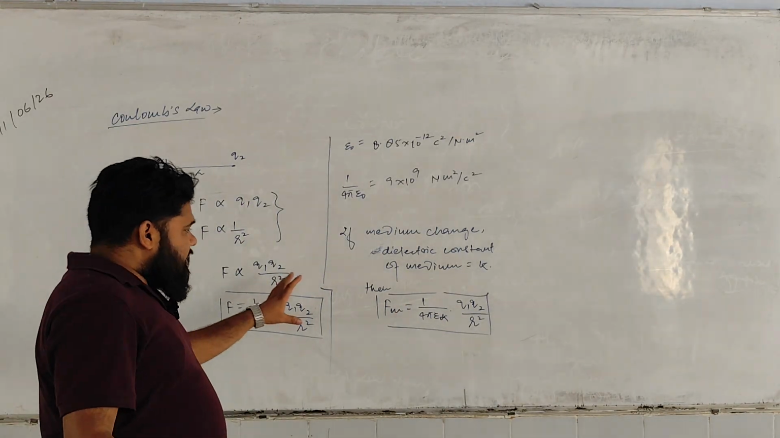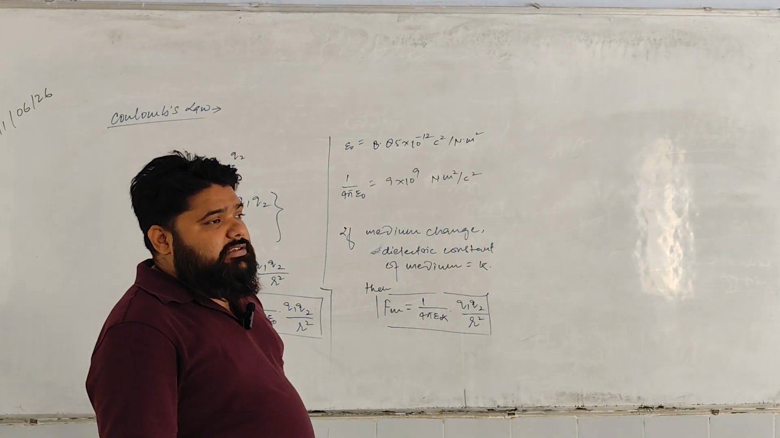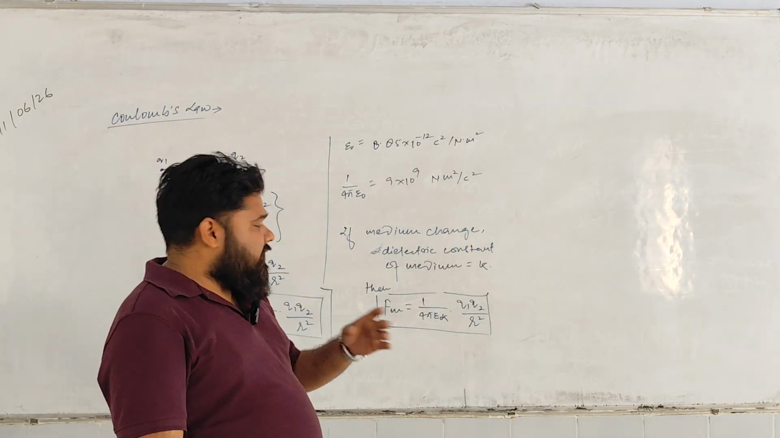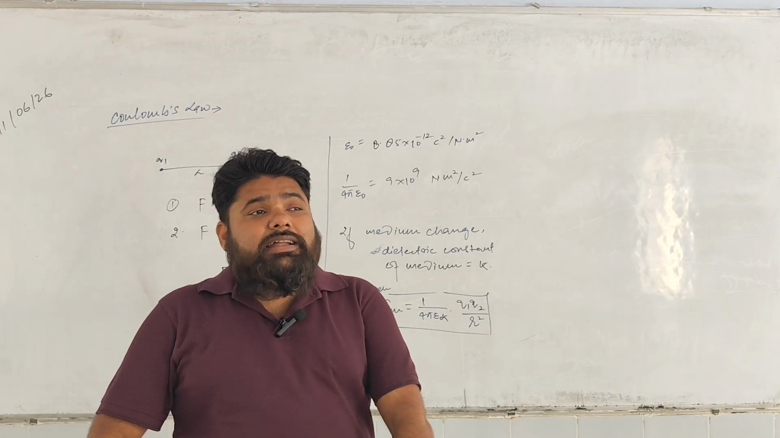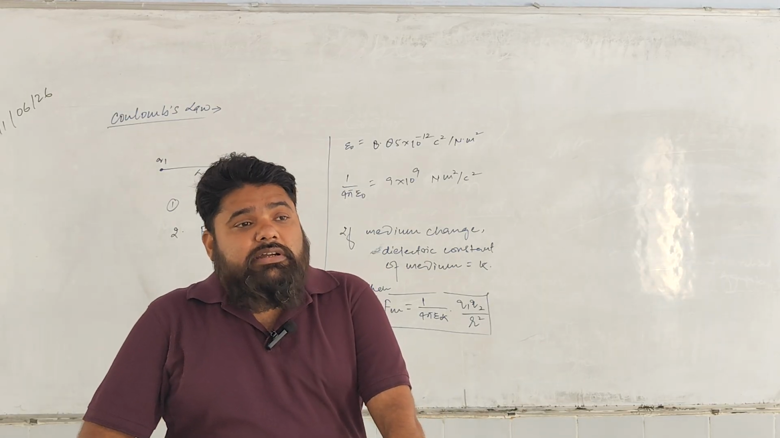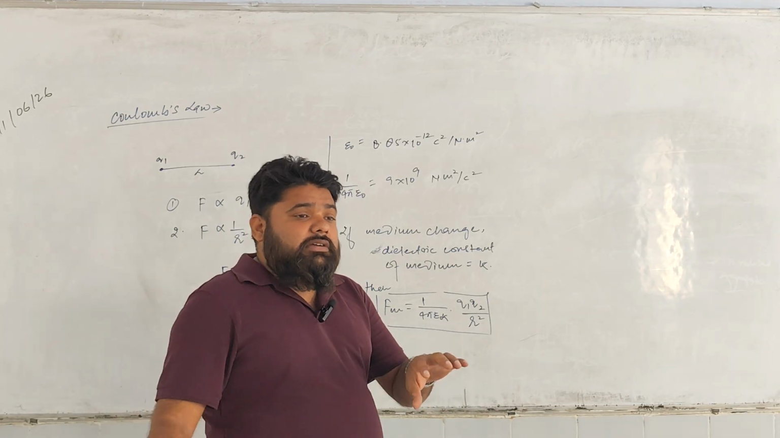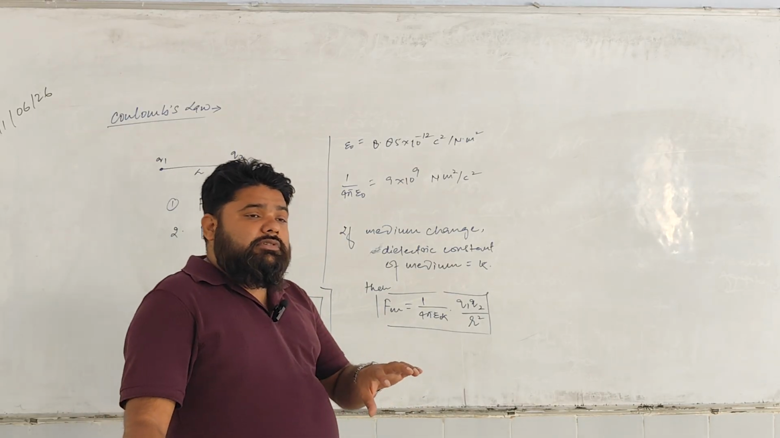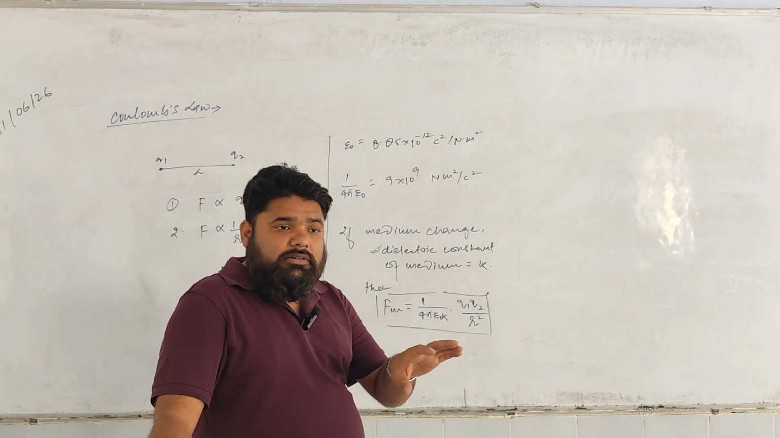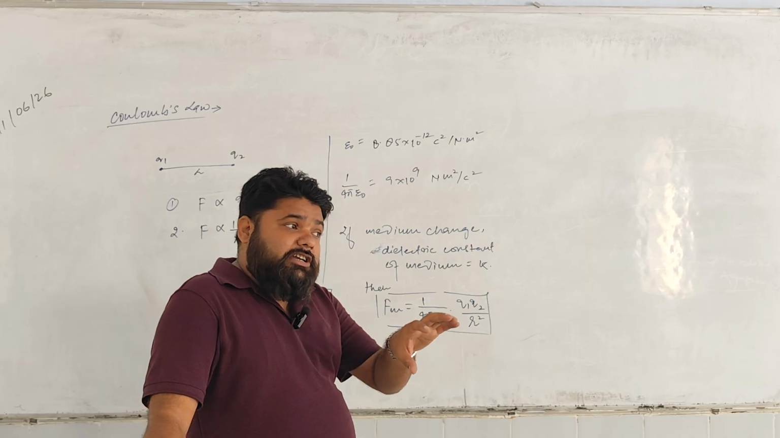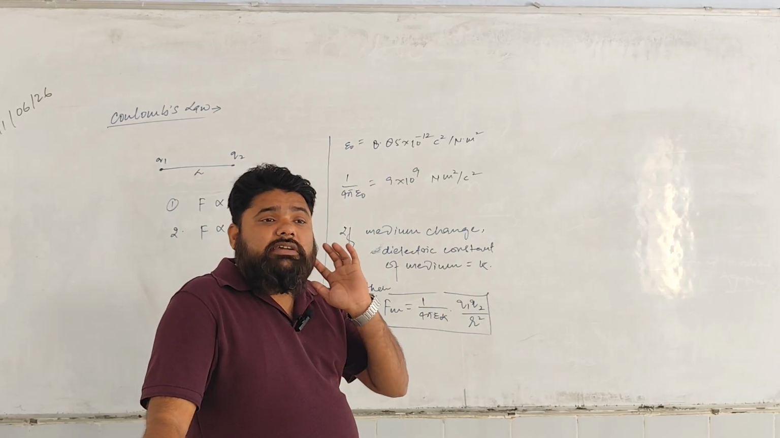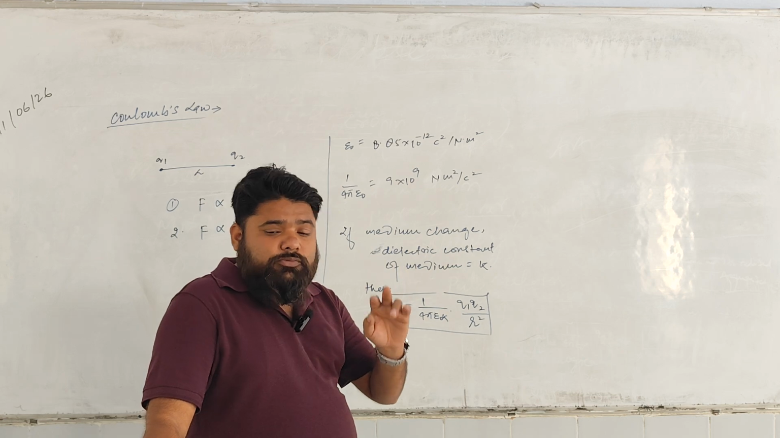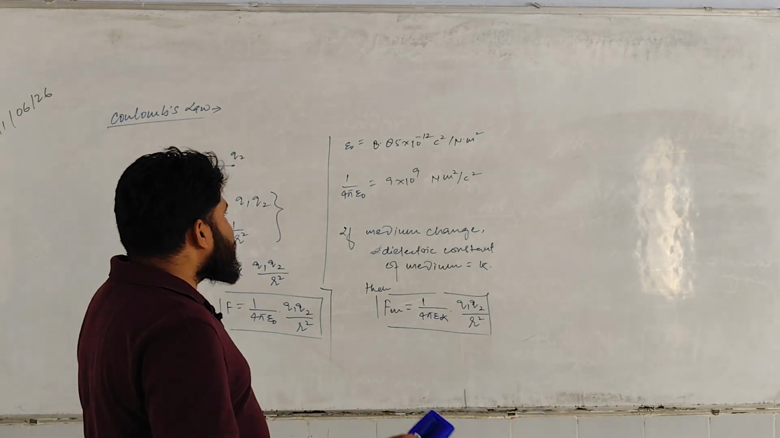Now the next topic in this series: here we used the term dielectric constant. So what is dielectric constant? Dielectric constant is basically the ratio between the forces between the two charges when the charges are placed in air or space and when they are placed in any medium. So it is the ratio of those two forces. Let's see how.